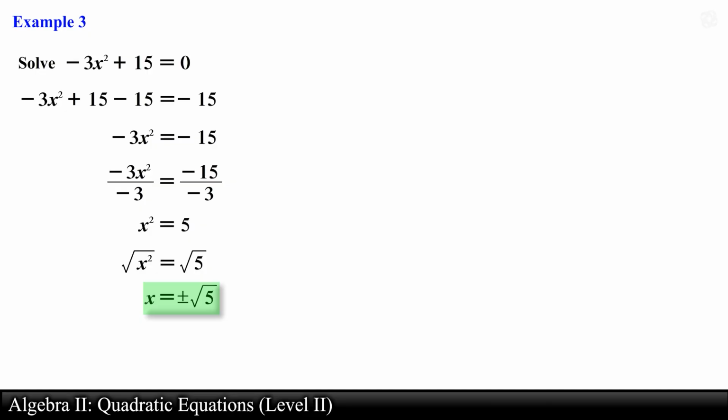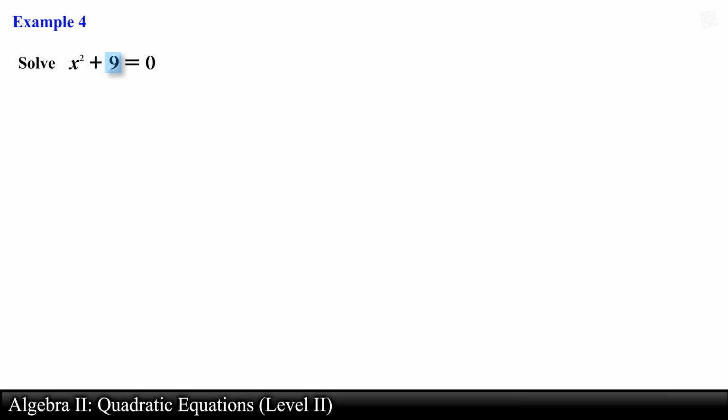Remember, we always have two answers, and we use this symbol to represent the positive and negative square root of 5. This is very important. Many students forget to include the positive negative symbol and only get half the credit on their quizzes and tests, because technically, they only wrote one answer. So keep this in mind, and make sure you include the positive and negative symbol. Alright, let's try the next one. Solve the equation x squared plus 9 equals 0.